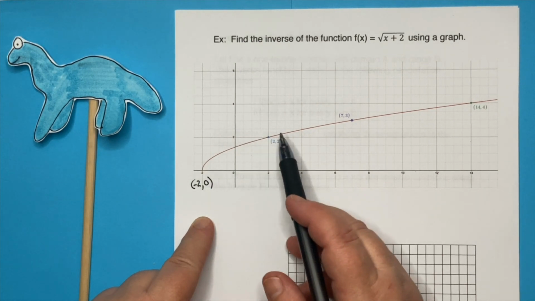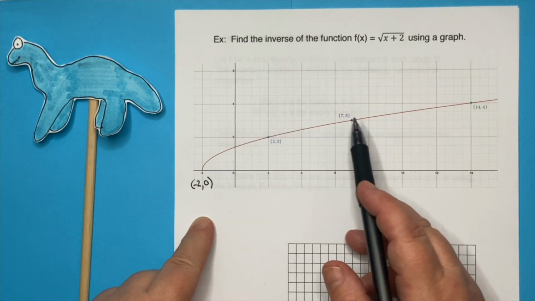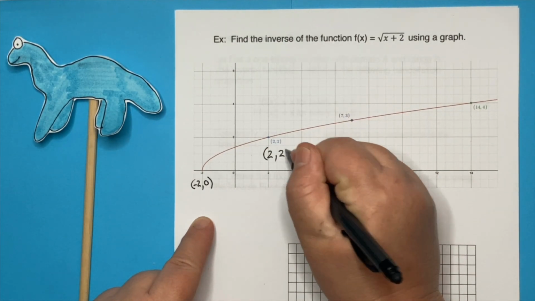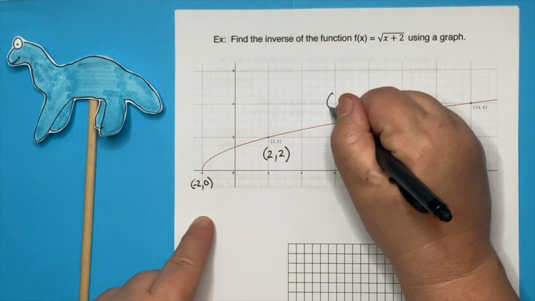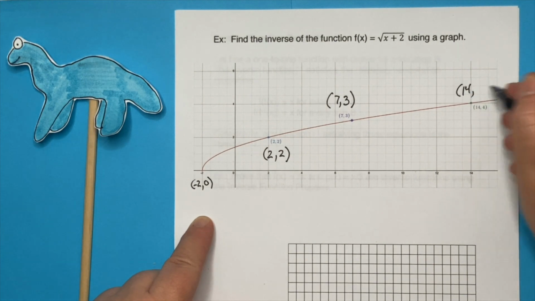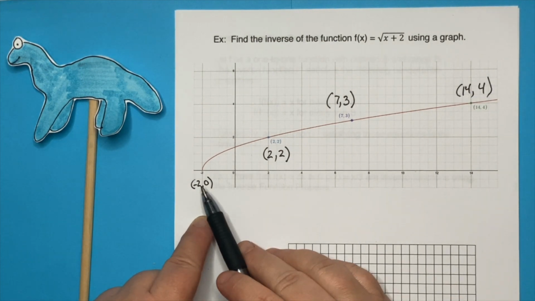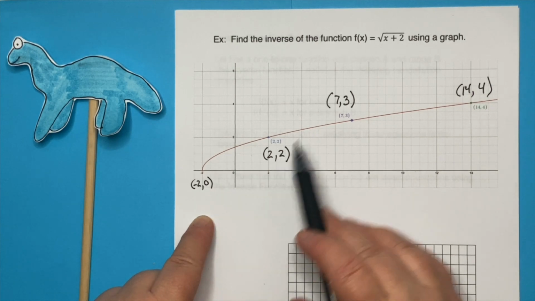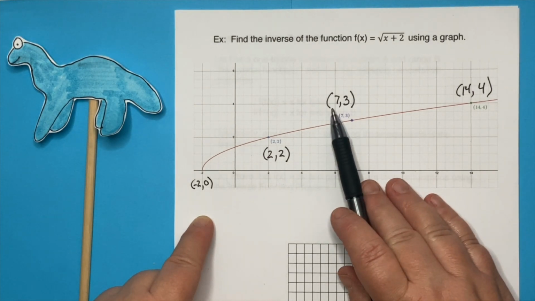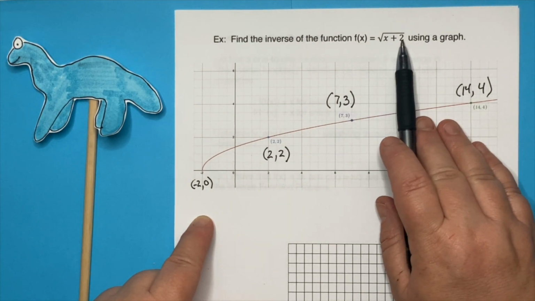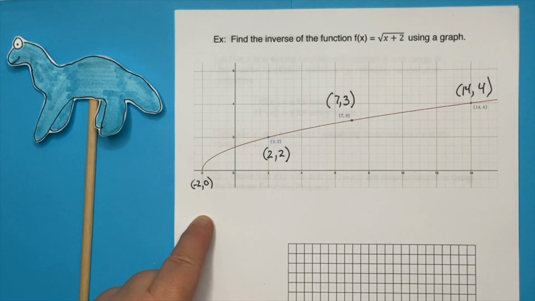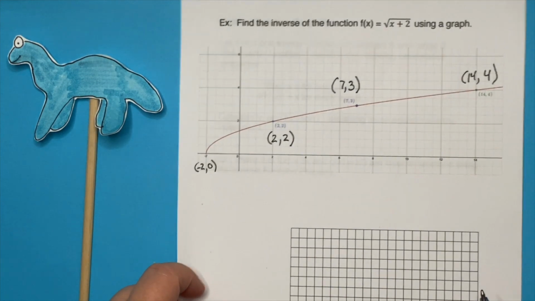And then I have asked Desmos to write in these coordinates, although I realize they're kind of small, so let me write them slightly larger with black ink. The points are -2, 0, 2, 2, 7, 3, and 14, 4. If you try x equals 7, 7 plus 2 is 9. Radical 9 is 3. There you go. So how do I find the inverse of this function?